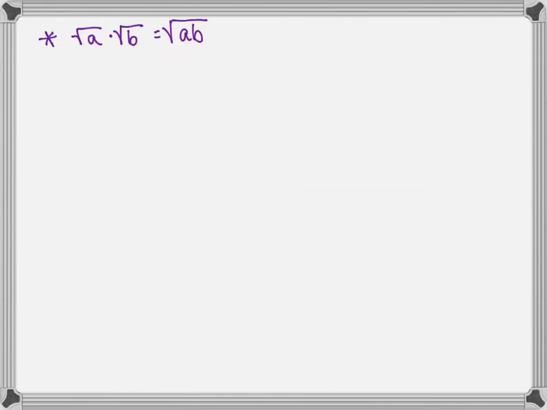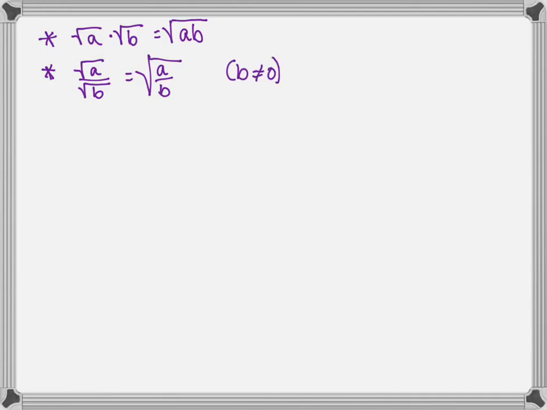So two properties we do need to remember. Radical a times radical b is the same as radical a times b. Radical a divided by radical b is equal to the square root of a divided by b. So let's use these properties in some examples.